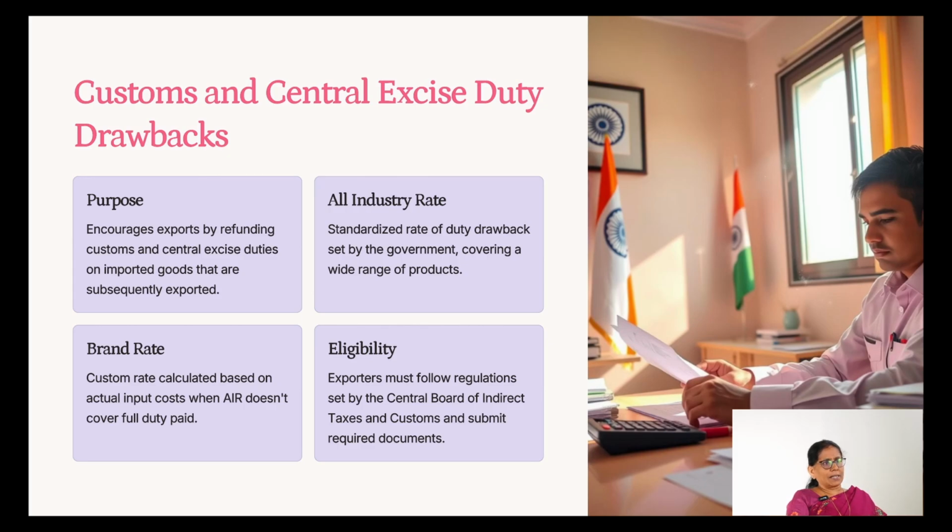Then comes the eligibility and procedure for claiming duty drawback. To be eligible for duty drawbacks, exporters must follow the regulations set by the Central Board of Indirect Taxes and Customs (CBIC). The key requirements include: exported goods must not be re-imported into India for a specific period after exporting. Exporters must submit the required documents such as the shipping bill, bill of entry and duty drawback statement to prove that duties were paid on inputs and that the goods were exported.